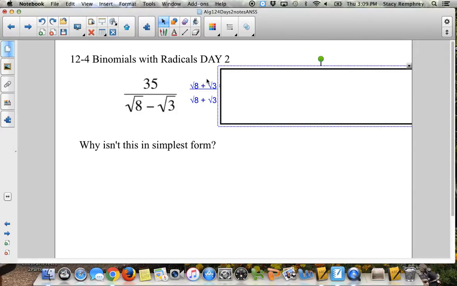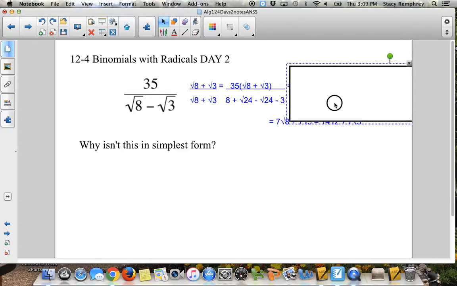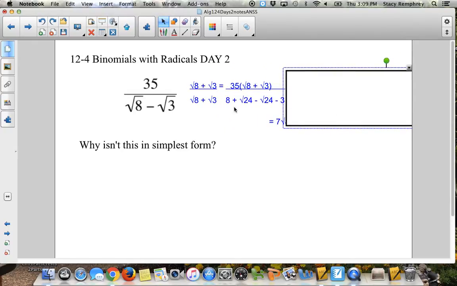So what we did is we multiplied top and bottom by the same thing, and these two are called the conjugate. So root 8 minus root 3 and root 8 plus root 3 are called conjugates of each other. So we multiplied that out, and you can use your area model to get this long thing on the bottom.